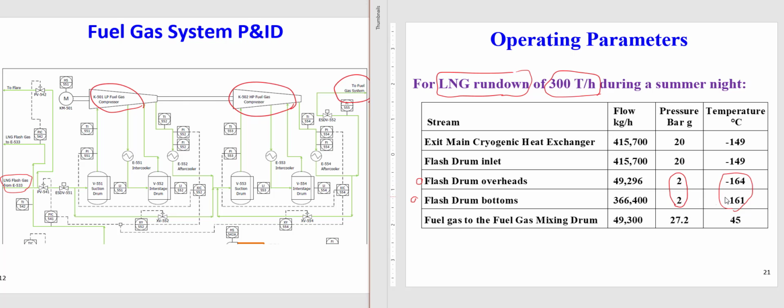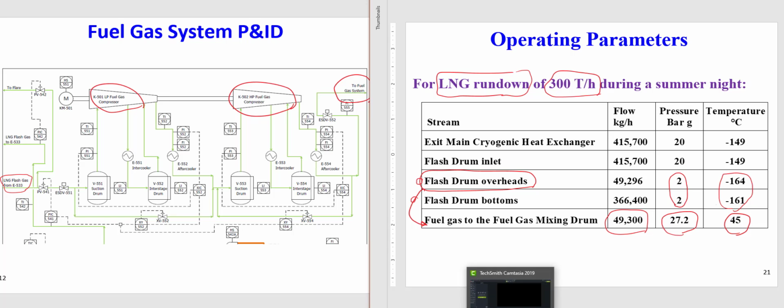At a very, very low temperature. And at the end, as I said, we send this flash gas overhead, which is our fuel gas or flash gas, to the heat exchanger and then to the two compressor trains. And at the end, we have our fuel gas that goes to the fuel gas system or fuel gas mixing drum. The amount is about 50,000 kilograms per hour, pressure 27 bar, and temperature almost 47.